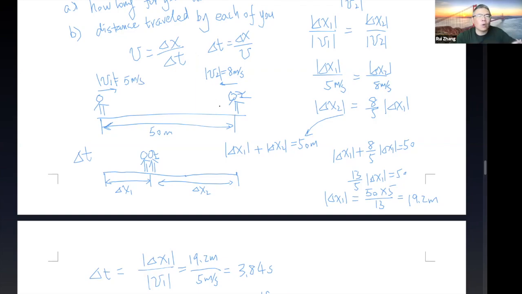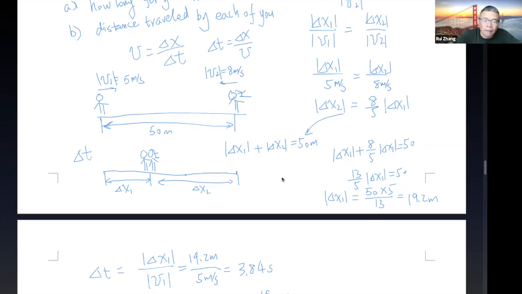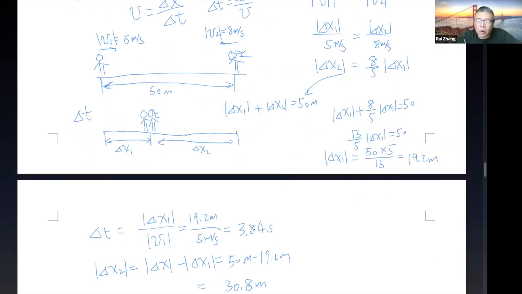Another thing you can think about is that these two people are going towards each other, right? So from this person's point of view, if you think this person is at rest, then the other person is moving relative to that person at 13 meters per second. Now you can take 50 divided by 13, and you get exactly the time, 3.84. Some of you may have done it that way, because it's a little bit faster.